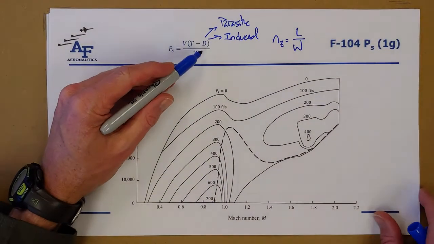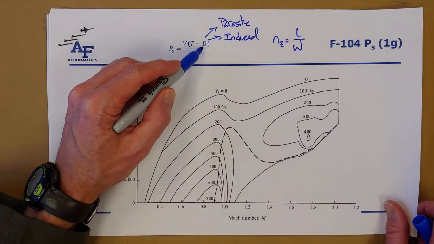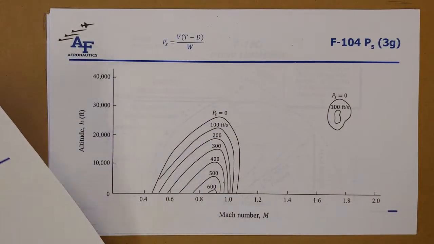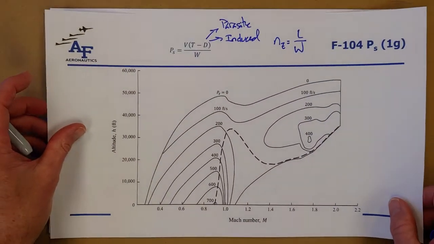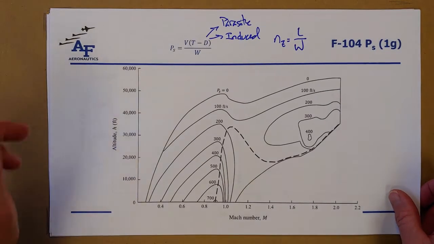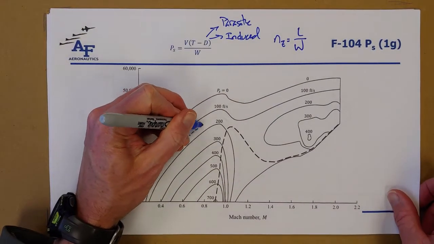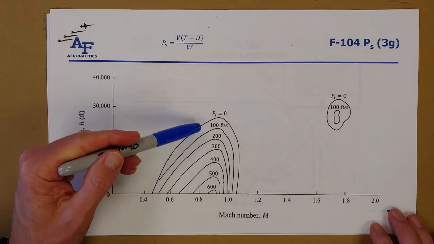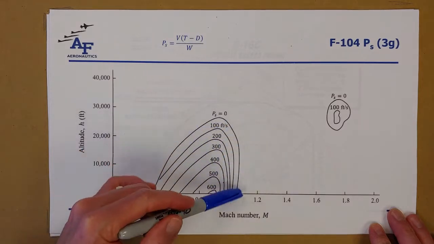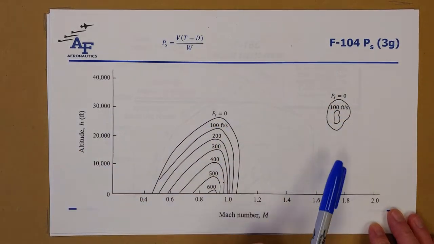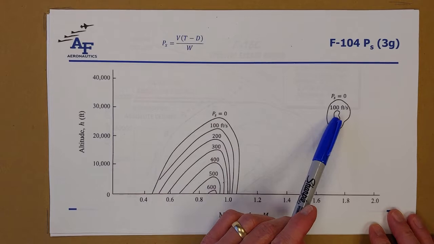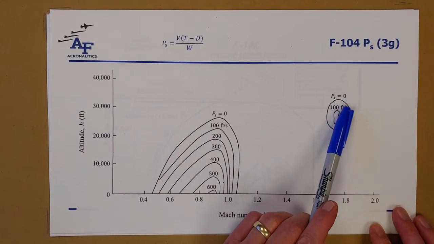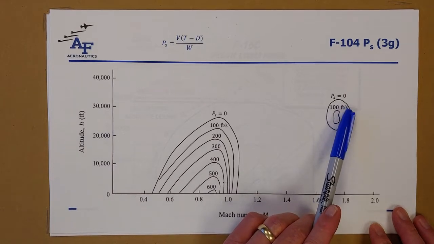And so as we pull G's at 3 G's, we're going to have more drag. That's going to take away some of our positive P sub s regions here. So at 3 G's, this is what I'll mark where the 0 is. So on 3 G's, the 0 is right here about where the 200 is. So the 200 foot per second line is about where the P sub s equals 0 line is. But you still have this area out here. So you could be at 1.8 Mach at 30,000 feet and be in a 3G turn in your F-104 and stay there all day, or at least stay there until you run out of gas.